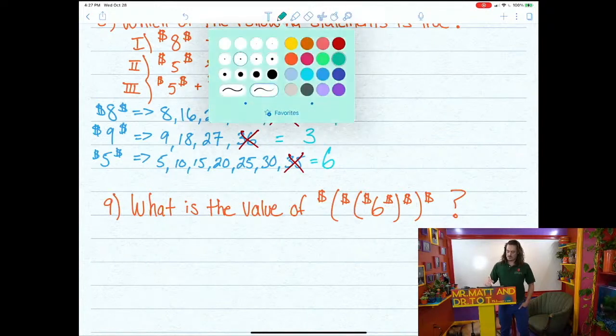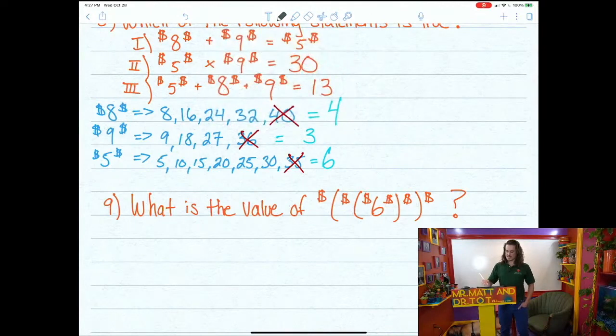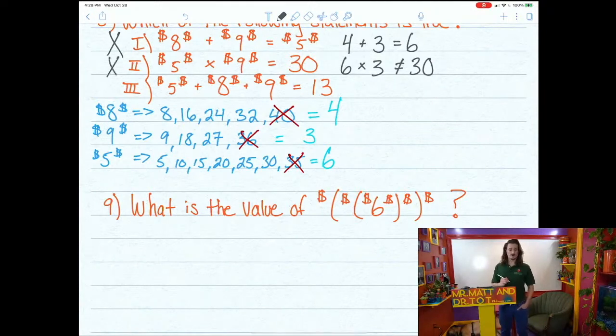If we substitute these back in, statement 1 would become $8$ is 4 plus $9$ is 3 is equal to $5$, that's 6. 4 plus 3 is not equal to 6, so statement number 1 is false. Statement number 2: $5$, which we now know is 6, times $9$, which is 3, is equal to 30. 6 times 3 is not equal to 30. So statement number 2 is false.